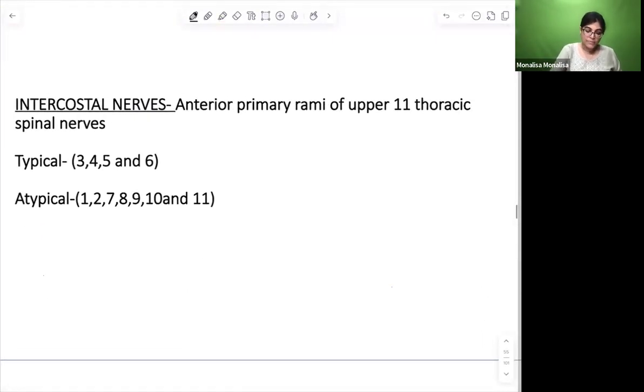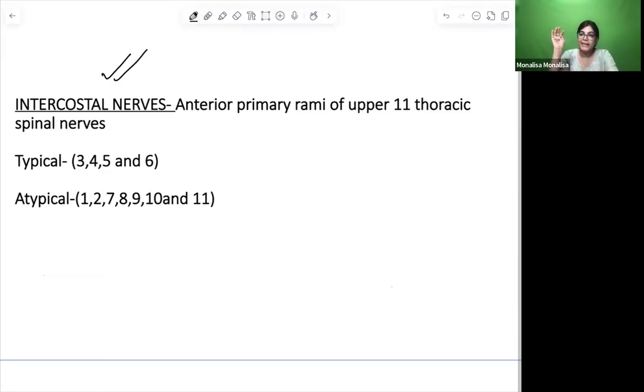Now, this is again important for FMG, that you should know which nerves are typical intercostal nerves and which nerves are atypical intercostal nerves. So we have the third, fourth, fifth, sixth as the typical intercostal nerves, and the first, second, 7, 8, 9, 10, 11 are all atypical.